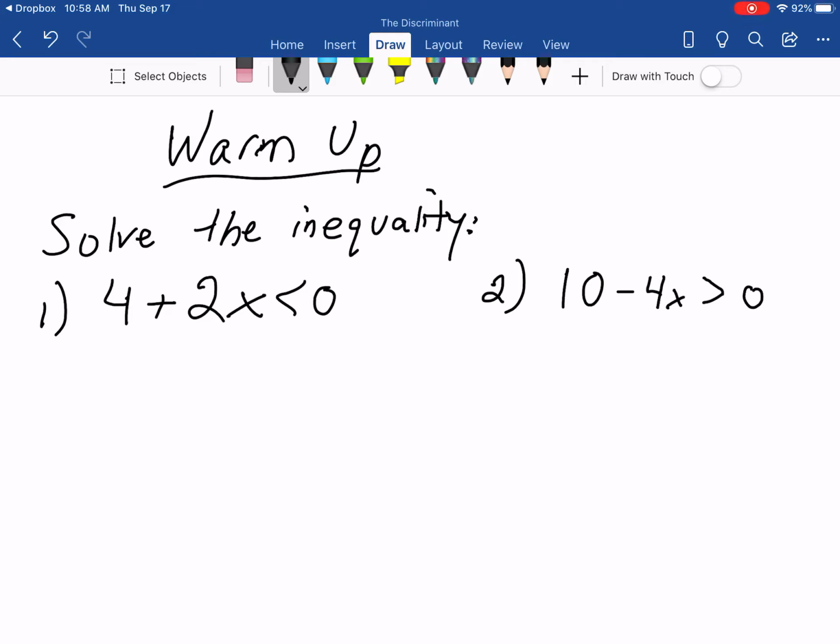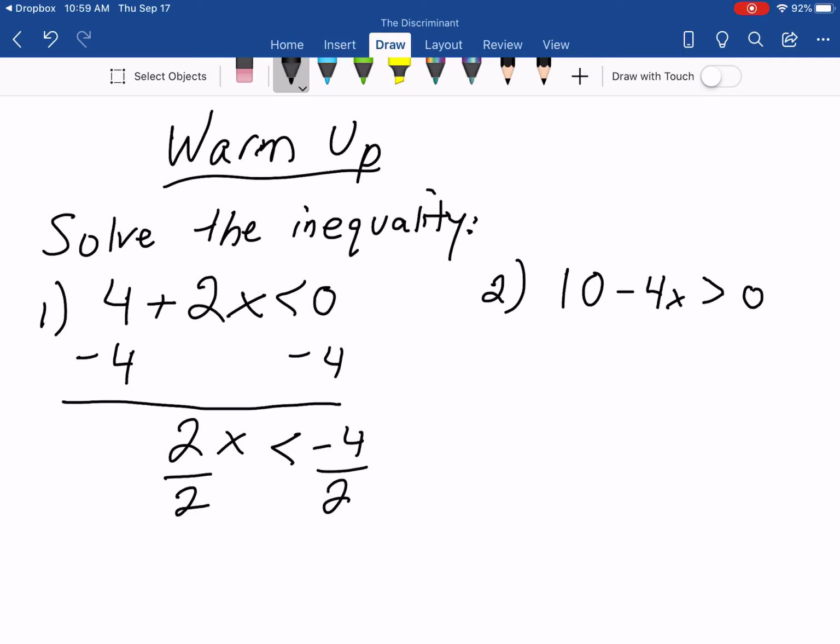So, number one, of course, I'm going to isolate x. I'm going to subtract 4 from each side. So we have 2x is less than negative 4. And of course, we're going to divide each side by 2. And x is less than negative 2. Okay, this one, straightforward. Nothing really that trips people up.